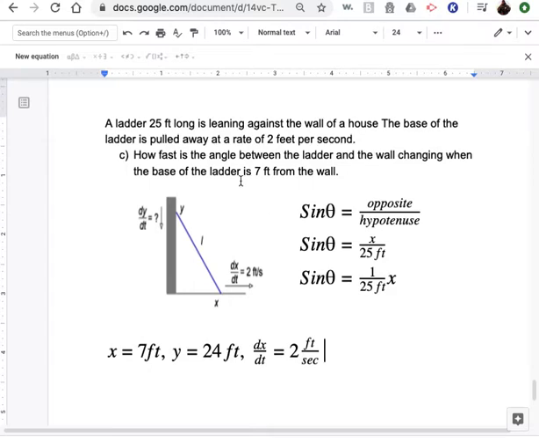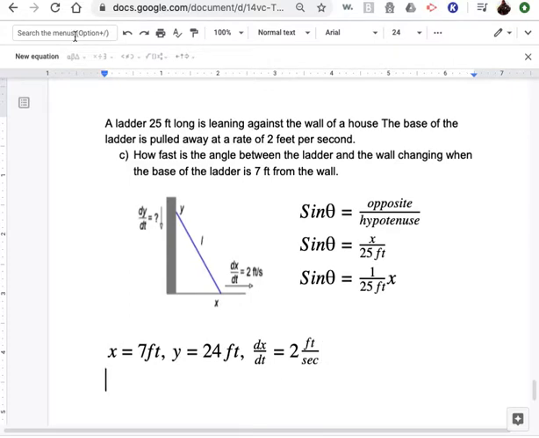Again, we're still dealing with the point in time when we're 7 feet away from the wall. So our x value is 7 feet, and our y value then is 24 feet. The dx/dt of 2 feet per second was given information. Keep in mind, both x and y are changing dimensions, so we plug them in at the end.